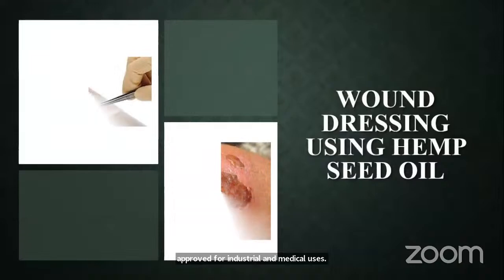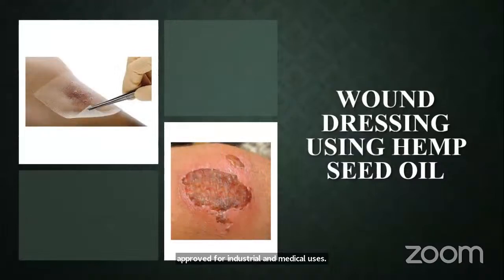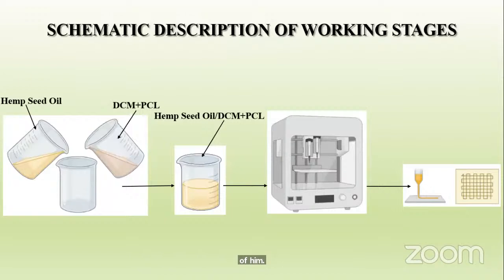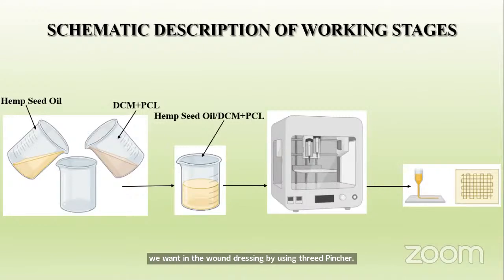Now, moving forward. As you can see, this is a visual representation of the use of a wound dressing made of hemp seed oil. This is a simple schematic description of the working stages we did for producing the wound dressing. The optimization phase was completed by changing various parameters for the porous structure we want in the wound dressing using a 3D printer. The solution was prepared at room temperature, and initially the production was made with 25% polycaprolactone, also known as PCL, and 25% hemp seed oil. But after production, it was clearly observed that the pores of the wound dressing were closed. So the concentration ratio was reduced and fixed at 18%.